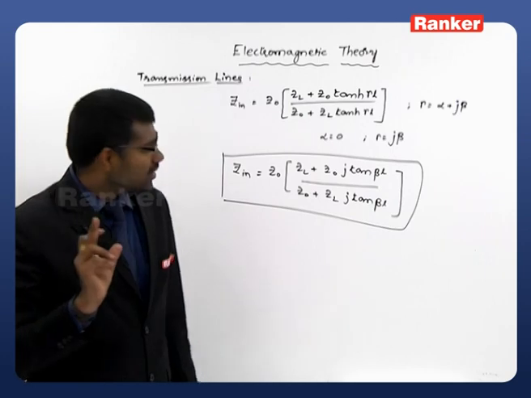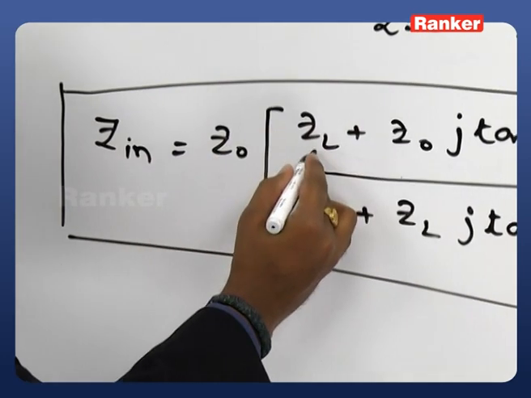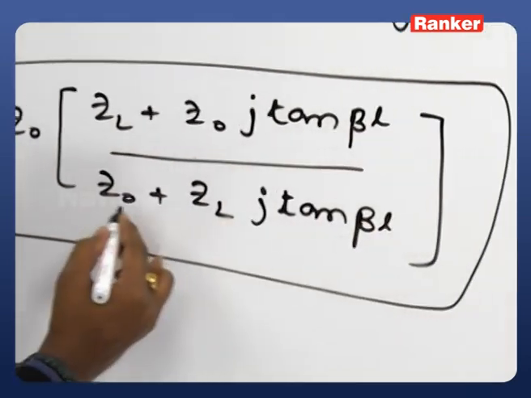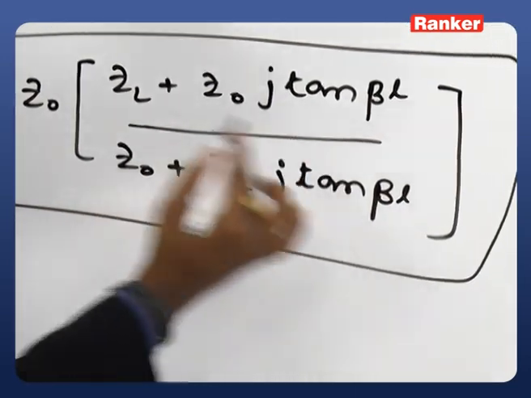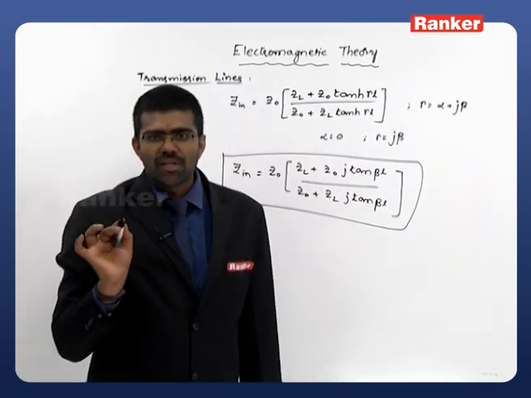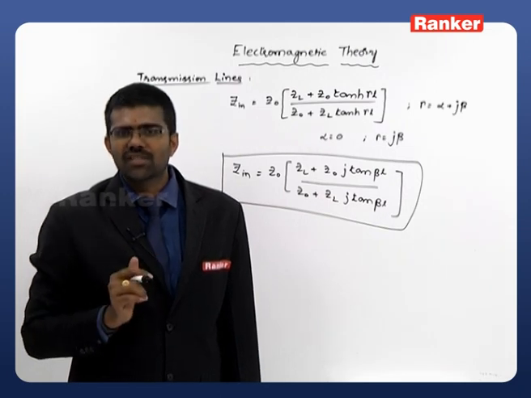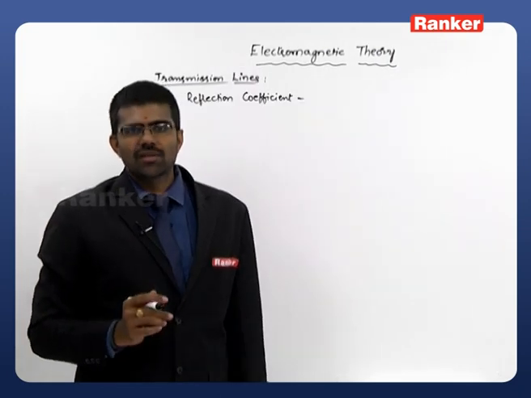So once again, clearly remember this input impedance equation: Z0 times (ZL plus jZ0 tan βL) divided by (Z0 plus jZL tan βL). This is one of the parameters you are supposed to remember. Next we will have one more parameter that is called the reflection coefficient of the transmission line. Now we will discuss what the reflection coefficient is.